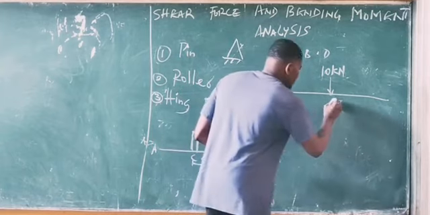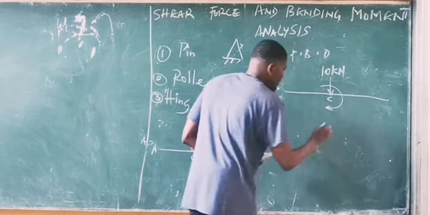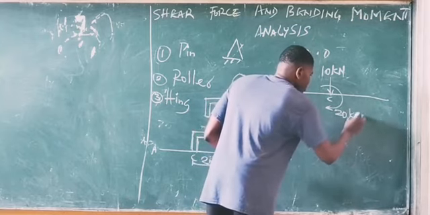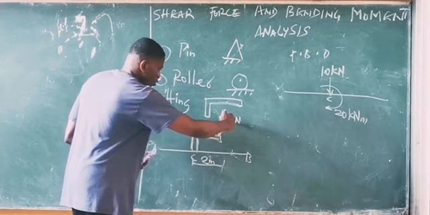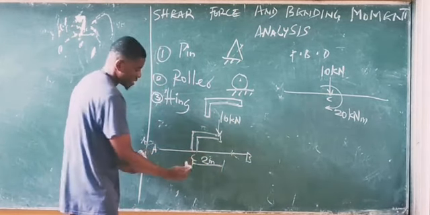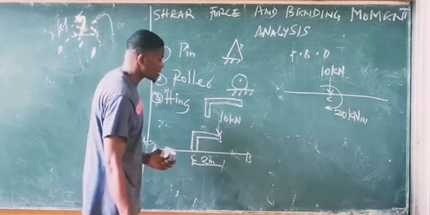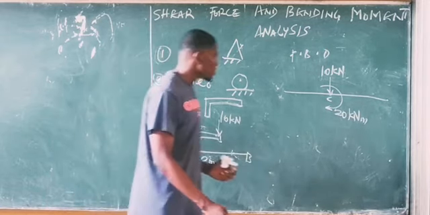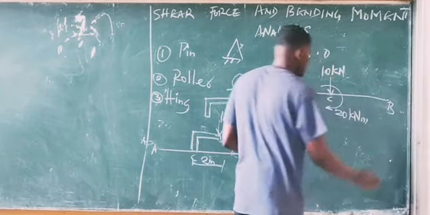At point C we experience a moment of 20 kilonewton meters, simply because the force moves through this distance to get to the hinge and opens the door, and the distance is 2 meters. So 10 times 2 gives us 20 kilonewton meters. So this is what plays out. This is how the free body diagram of a hinge looks like.